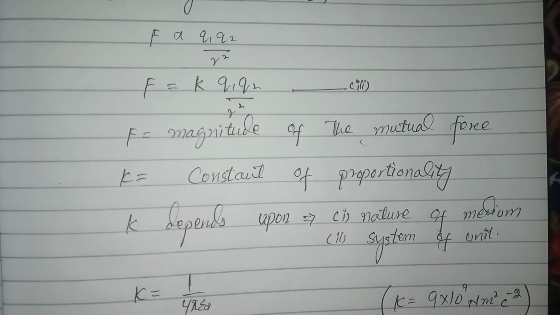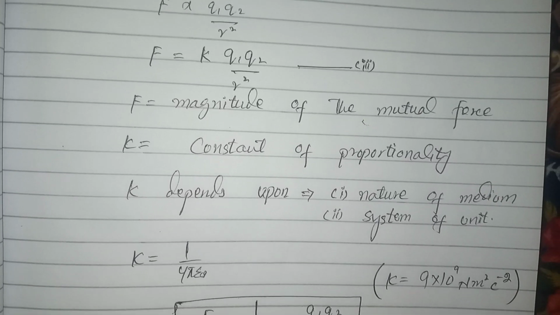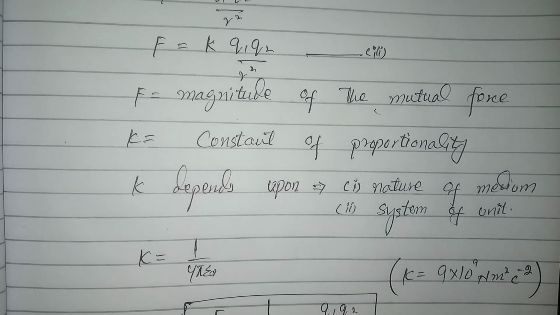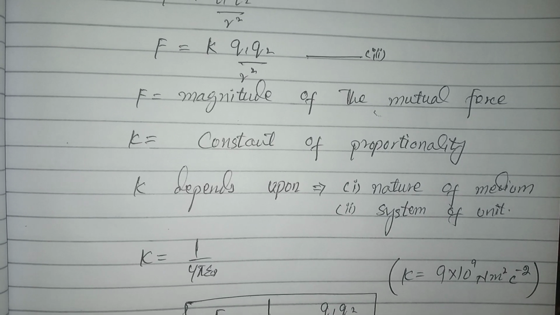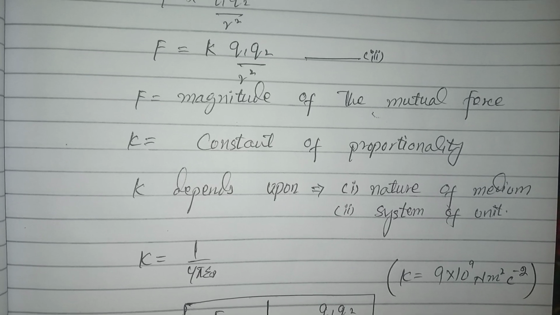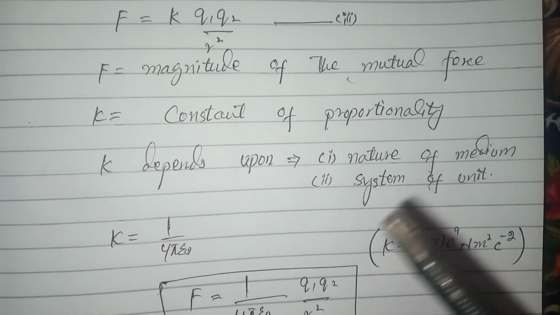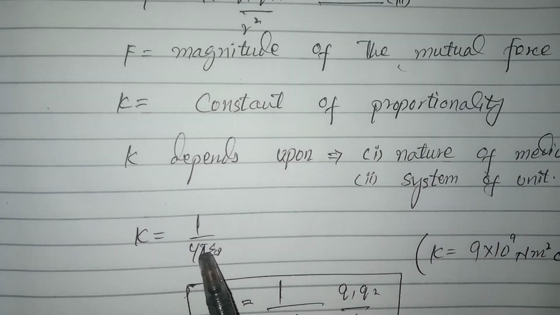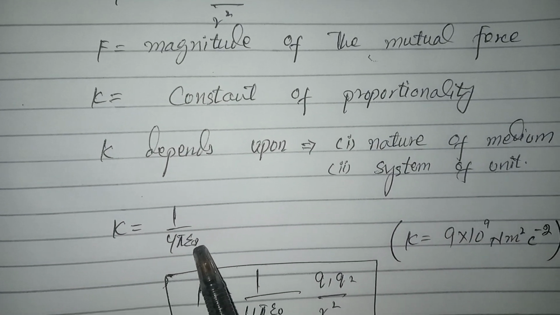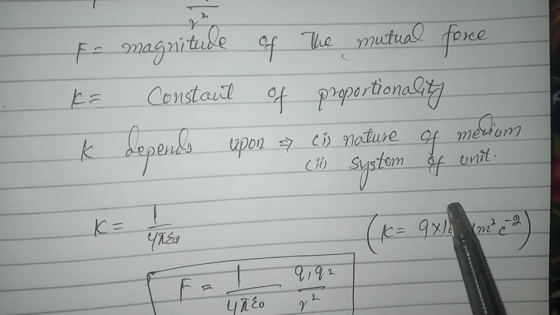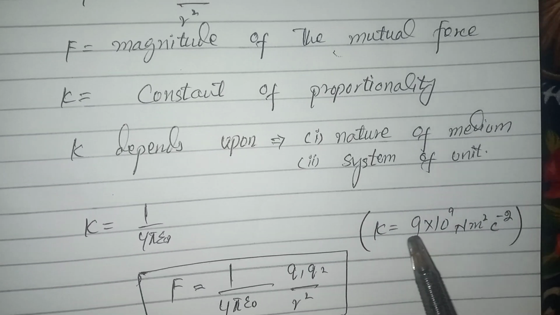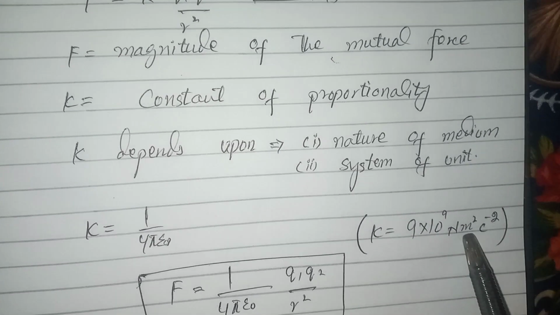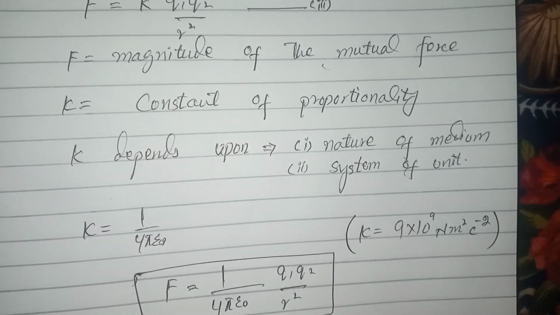So if the force F is measured in Newtons, the charges q1 and q2 are measured in coulombs, the distance is measured in meters, and the medium between the two charges is free space, then the value of k will be 1 divided by 4 pi epsilon naught. So from here the mathematical value of k is 9 multiplied by 10 raised to the power 9 Newton square meter per coulomb square.